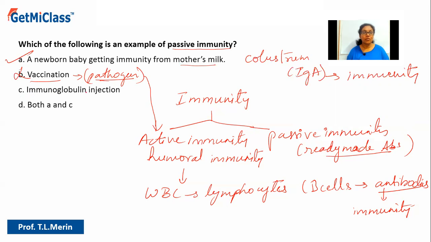Option C says immunoglobulin injection. So here we are giving immunoglobulin. These are nothing but antibodies, right? So here we are giving readily available antibodies in the form of injection, so that directly they can act against the antigen. So this is again passive immunity, because here the person is not producing his own antibodies. He is getting injected from an external source. So this is also passive immunity. Hence option D, which says both A and C, is correct.